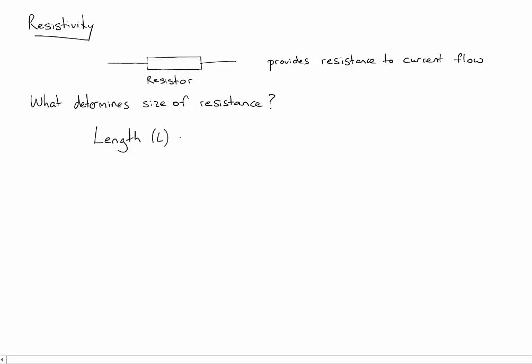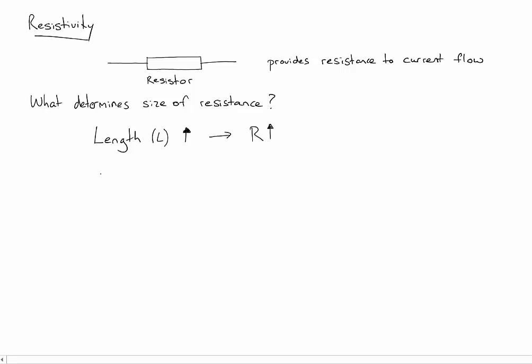So as the length L of the wire that makes up the resistor goes up, because a resistor is essentially just a wire or some other material which impedes the flow, the resistance will go up.